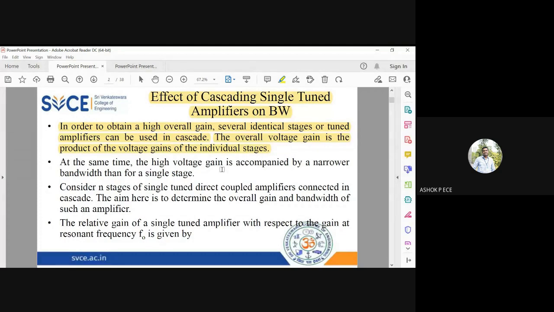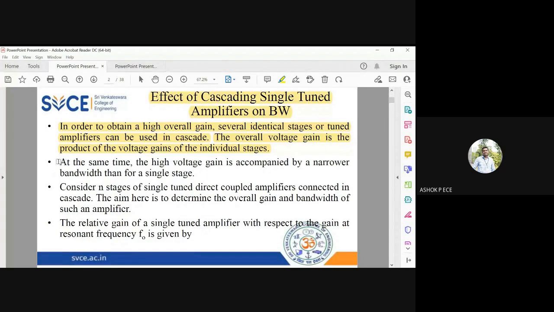The gain is multiplicative. When will the gain add? Means in dB scale. If you convert A1 into dB, if you convert A2 into dB, when you take the logarithm of a product, it becomes equal to a sum. Correct? So when you have it in dB scale, you have to add. When you have it in numerical scale, you have to multiply to get their overall gain.